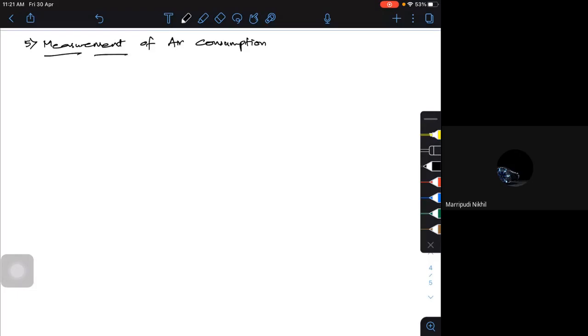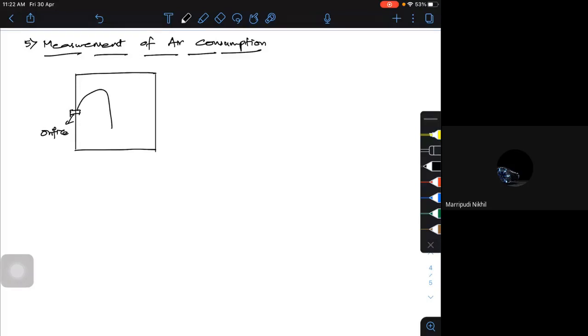So if you look into what we have in our lab, there is something called the orifice chamber method. What we have is a box. This box will have an orifice, and we'll try to measure the pressure difference between these 2 points. We'll connect it to a U-tube manometer.